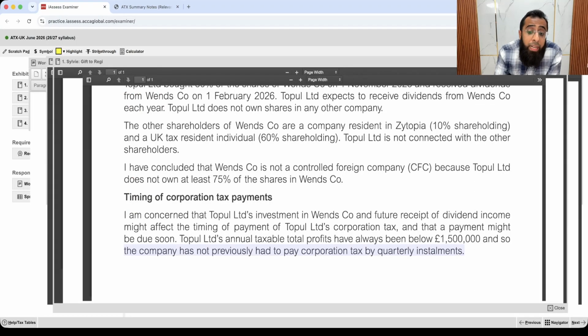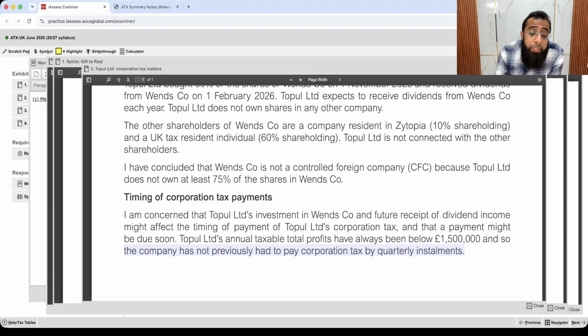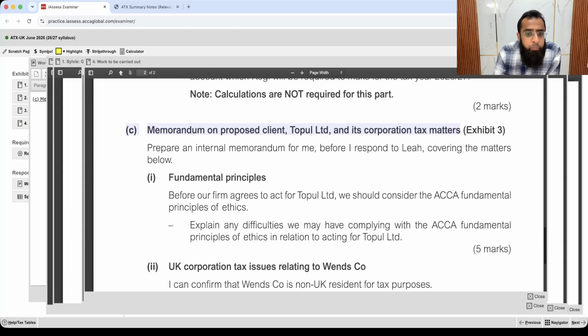So he has said that we have not paid corporate tax by installment any time earlier. So even if we exceed the limit, in the first year we may have an exemption, because obviously crossing 1.5 million and then crossing 10 million also, that's a very big profit. So let's see what he's asking.